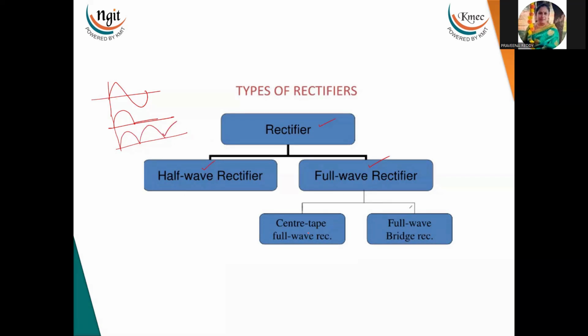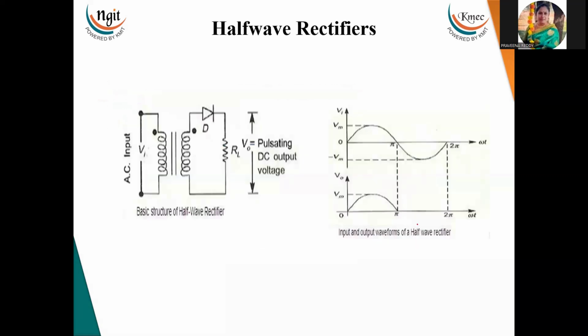Again, full wave rectifiers are divided into two types. One is a center tap full wave rectifier and another one is a bridge rectifier. Now, in this session, we will study the half wave rectifier. This is the circuit diagram given, and an AC input of 230 volts, 50 hertz is connected, the naturally generated AC signal. That is a 230 volts, 50 hertz sine wave.